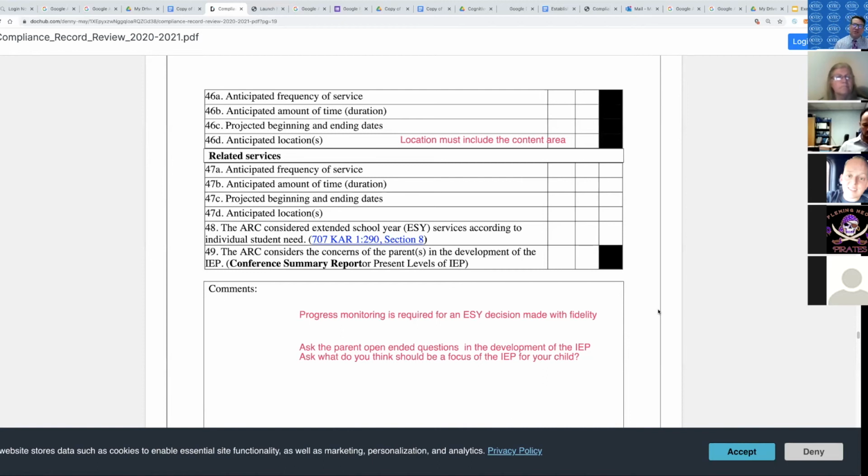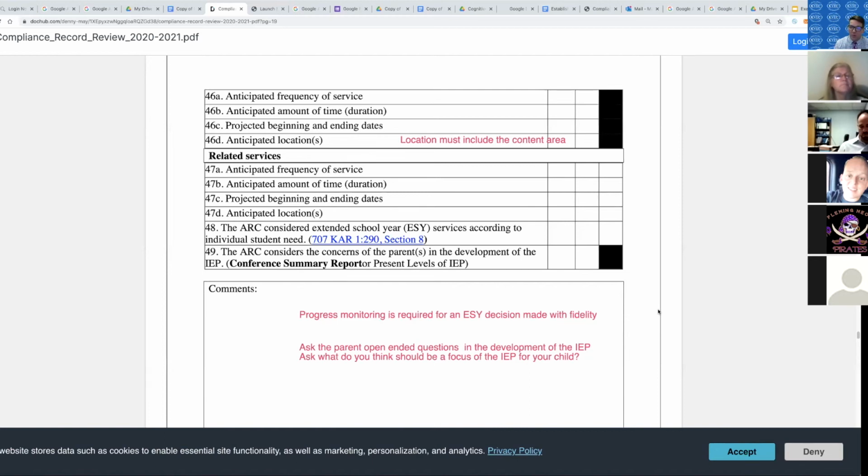Okay. The ARC considers the concerns of the parent in the development of the IEP. If you've not heard about the Andrew case, I'm not going to go into that. We've talked about it, but it does impact the way we do things. One of the things that came out of the Andrew case was that parents were not involved in the development of the IEP. How do we document that?